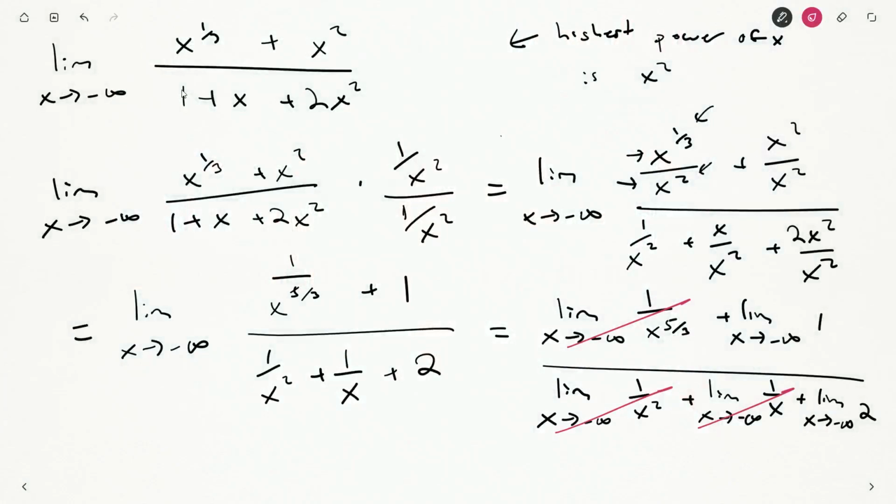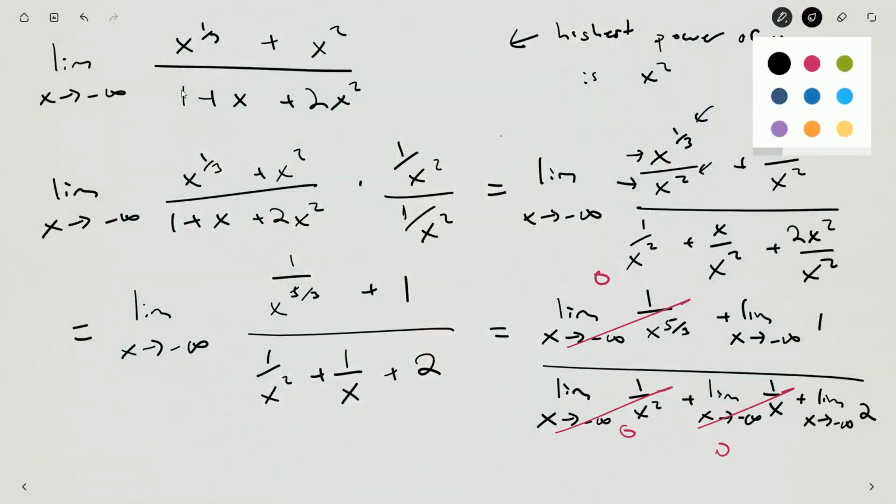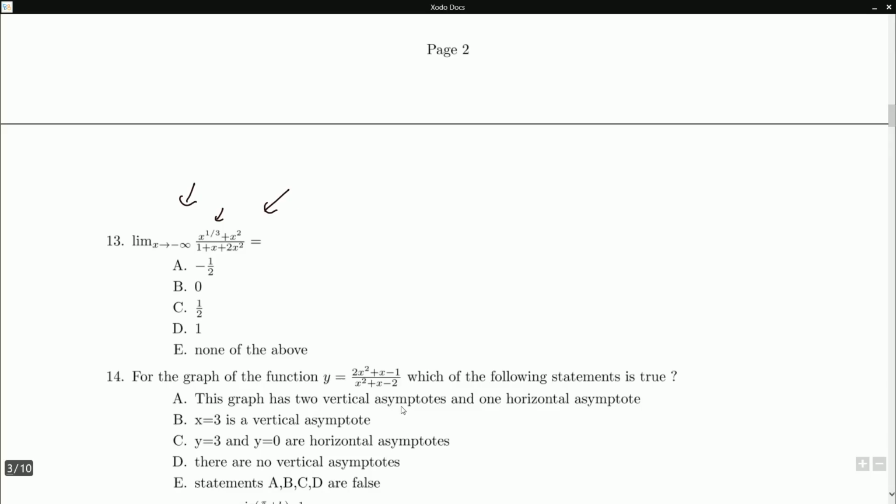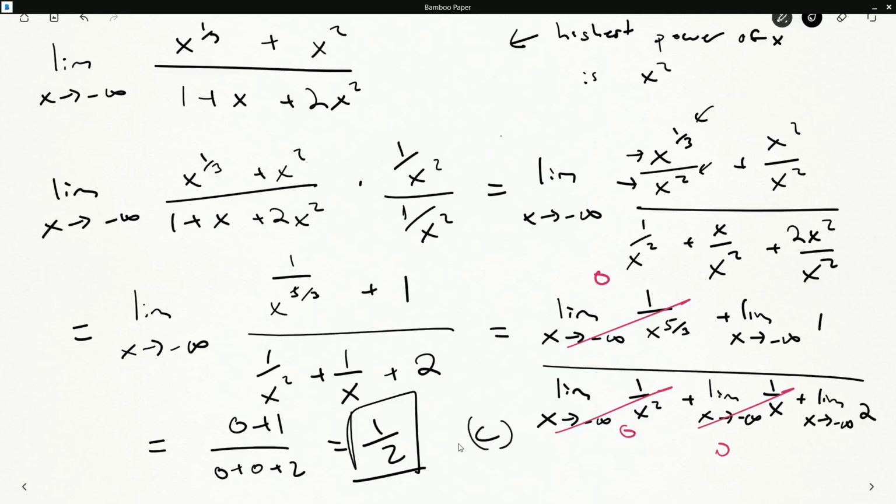So here's a 0, here's a 0, here's a 0. And what's the limit as x goes to infinity or negative infinity of a constant? Just that constant. So this all becomes 0 plus 1 over 0 plus 0 plus 2. The limit, finally at last, is 1/2. And that is an answer of C.